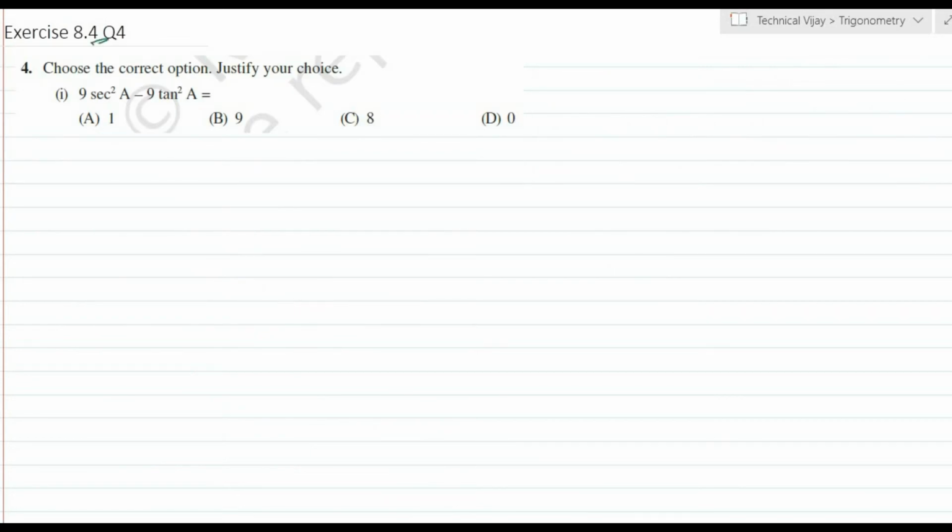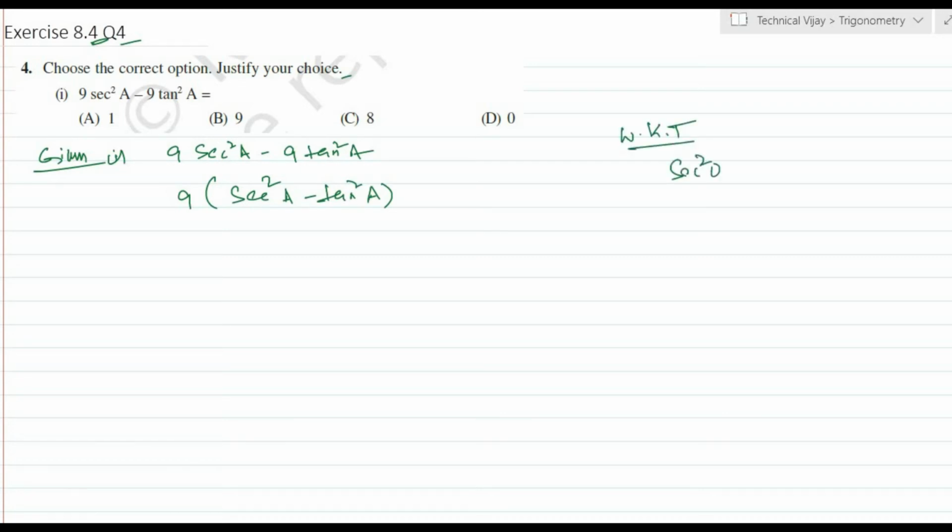Exercise 8.4, question number 4. Choose the correct option. Justify your choice. Given the first one, 9 secant square A minus 9 tan square A. Here we take 9 common: 9 times (secant square A minus tan square A). We know the identity secant square theta minus tan square theta is equal to 1. So we substitute this: 9 into 1 is equal to 9. So B is the option. So this is an identity.